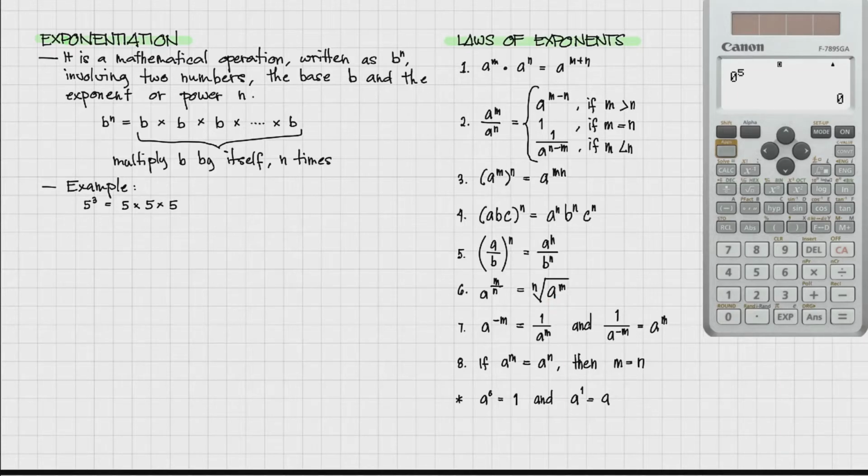And then number 7, we have a raised to negative m. This one should be equal to 1 over a raised to m. So it becomes the reciprocal. Then also, 1 over a raised to negative m would be equal to a raised to m. And then for number 8, if a raised to m is equal to a raised to n, then therefore m is equal to n. And lastly, just a note, any number raised to 0 should be equal to 1. And any number raised to 1 should be equal to itself.